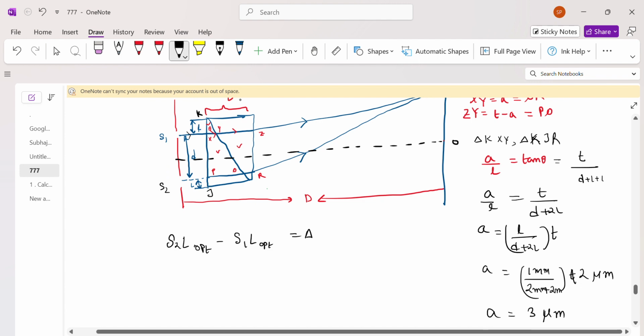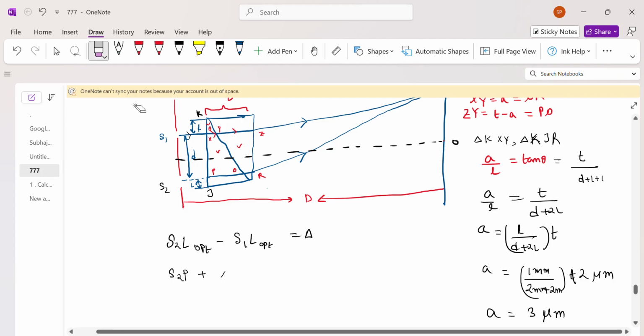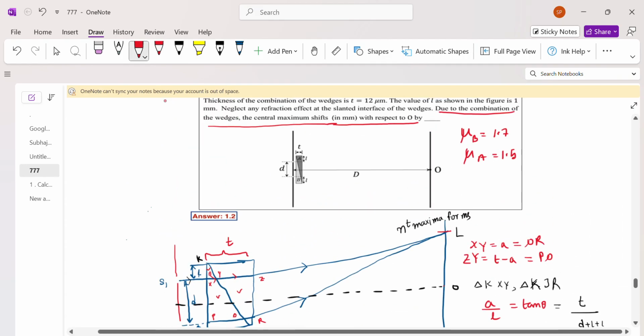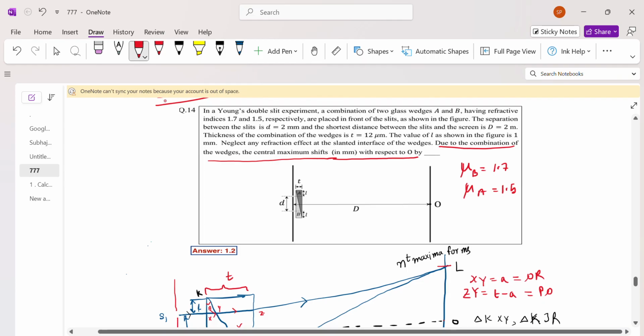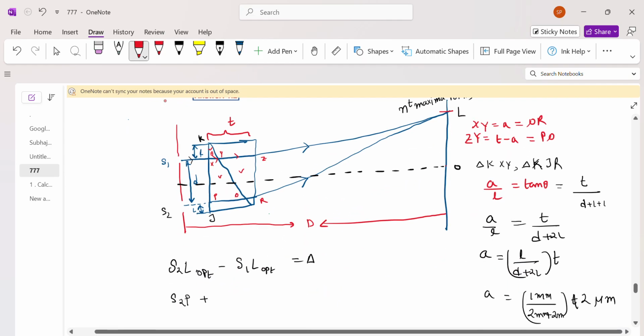Now if you write down this S2L optical, what will this be? This S2L will be S2P plus, no, this will not be PQ basically. Yeah, this is B and A. So A and B are respectively this one. Okay, fine. So this is B, this is A.